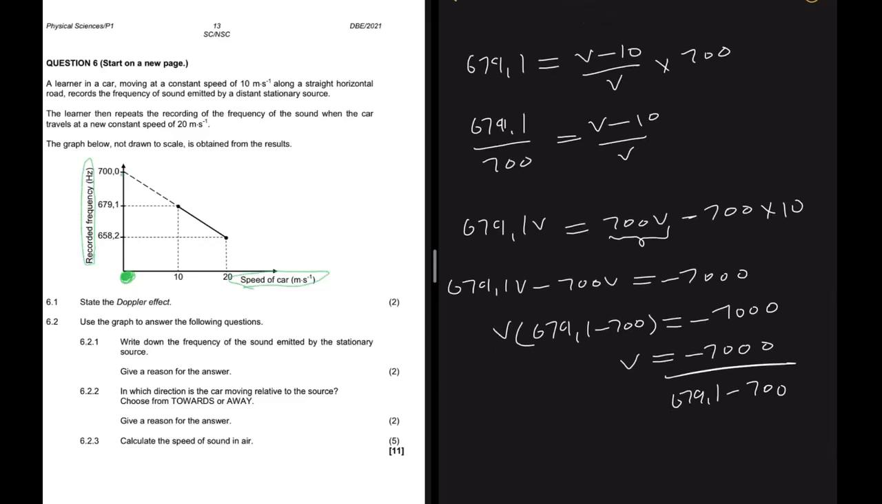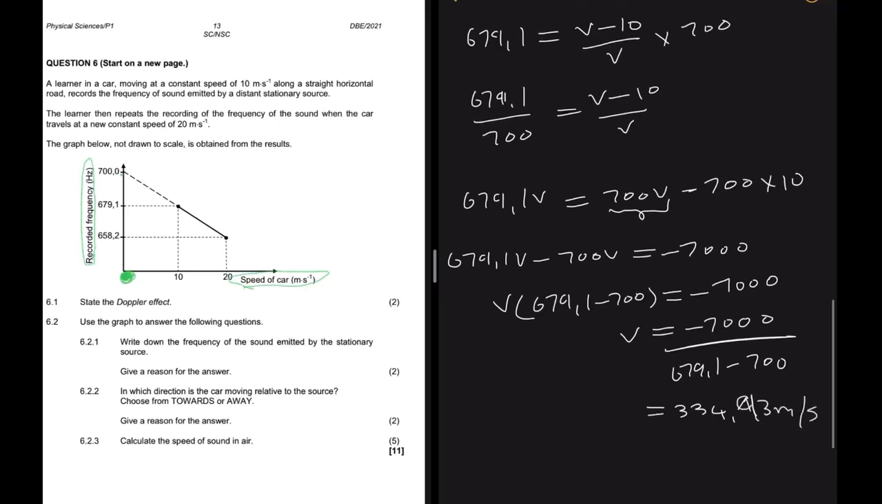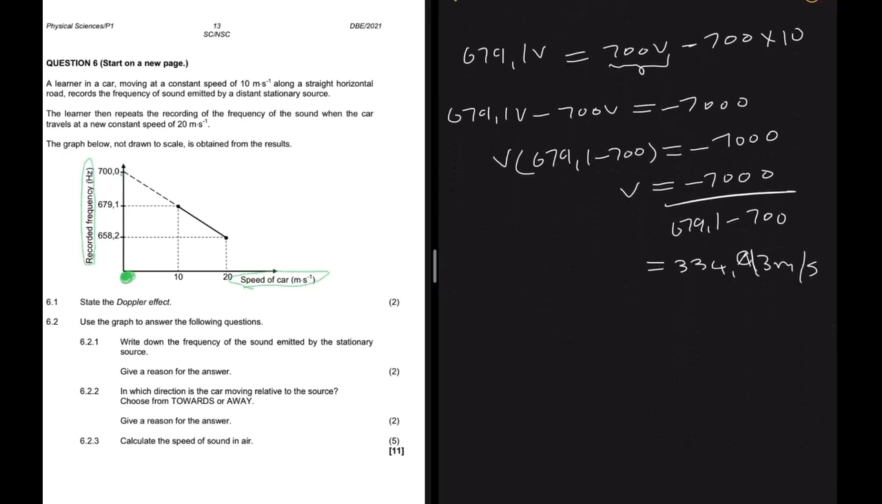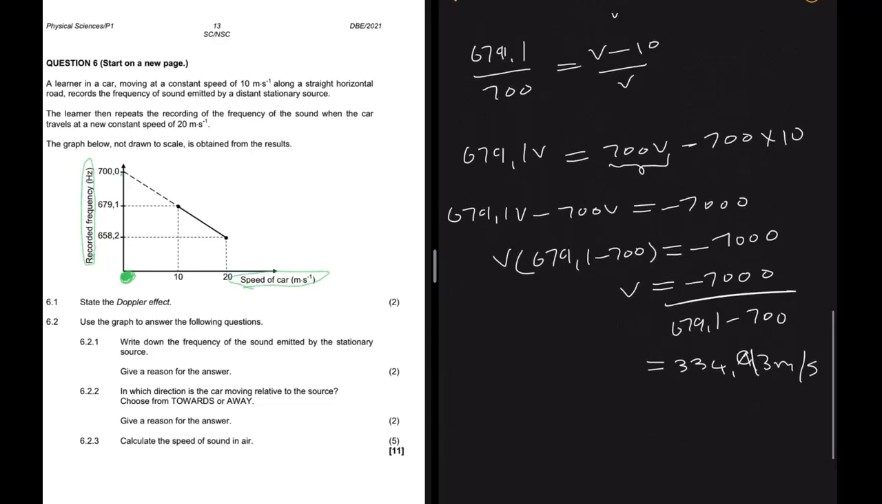It's taking a bit longer than I expected. Just give me a sec. So we have minus 7,000 divided by 679.1 minus 700. That is 334.993 meters per second. So yeah, that is what I'm getting.